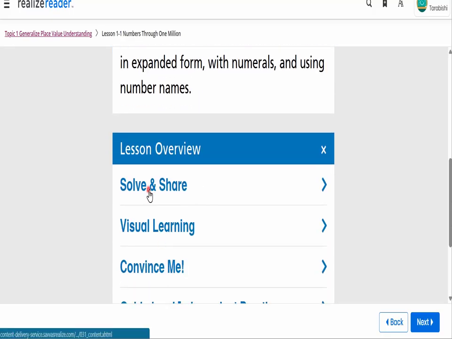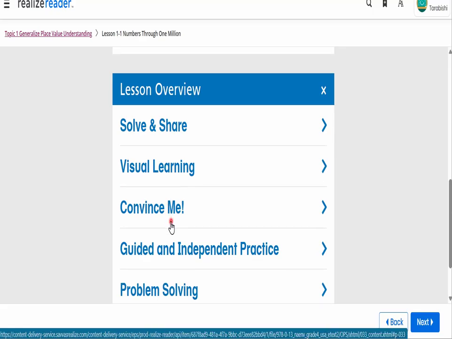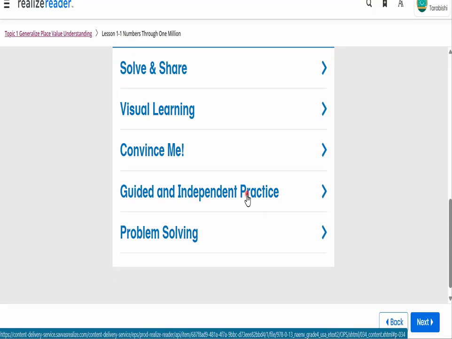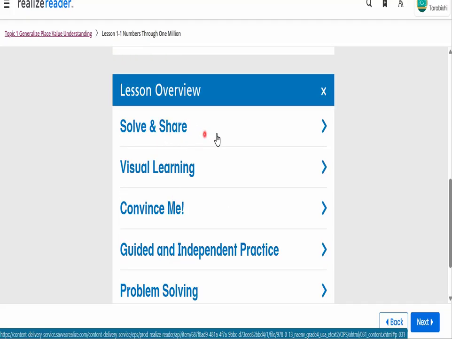We're going to go ahead and start with our solve and share. And in your textbook, that means it's going to be on page 5. Then you're going to watch your video, complete your convince me, and then work on your guided and independent practice. For your homework, you have independent practice and problem solving. You are also going to have math notes. These math notes are optional if your parents say they are optional. If your parents say that they are required, then you will be working on them after you've completed your lesson. And I'll show you what I mean once we're done with our solve and share.